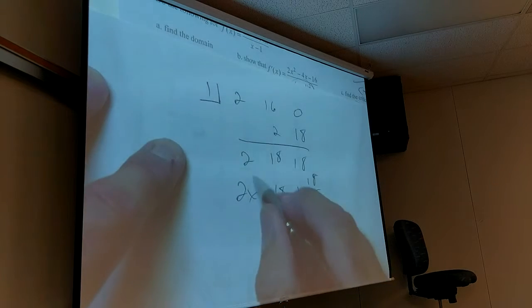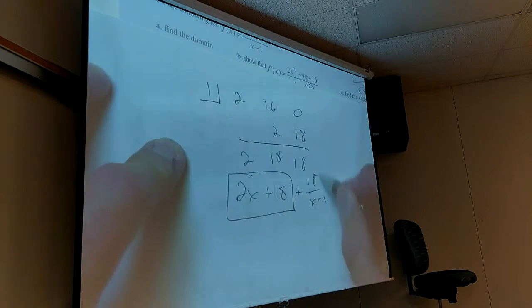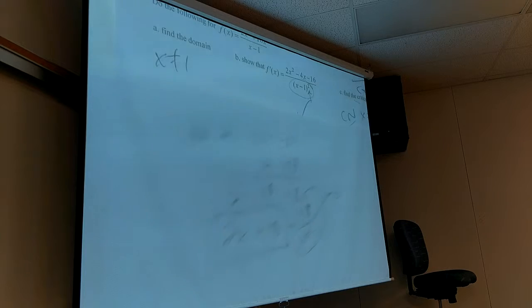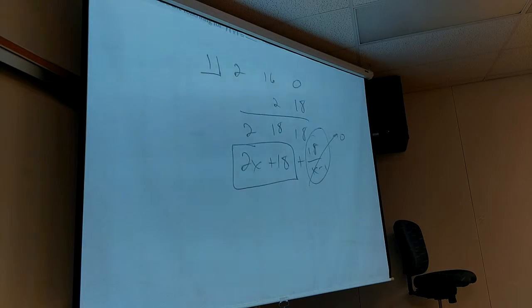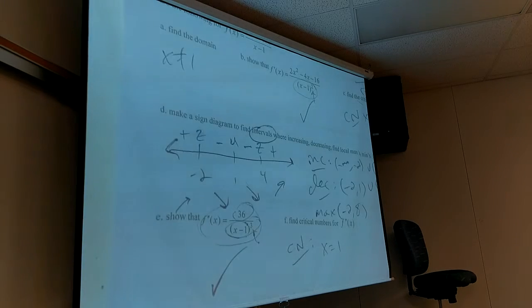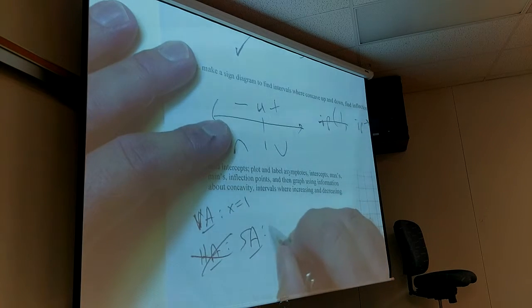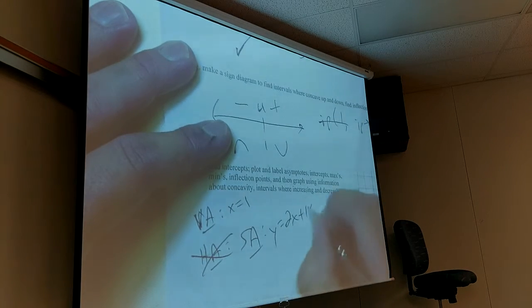So the slant asymptote is this line, because what happens to this piece when x gets really big? This piece goes to 0. Oh, shoot. Deep dive into the past. So the slant asymptote is the equation y = 2x + 18.